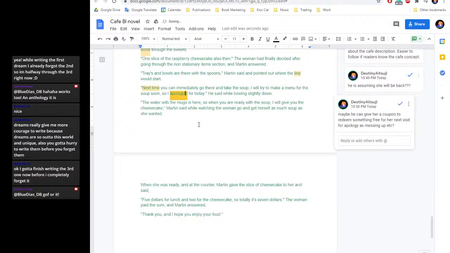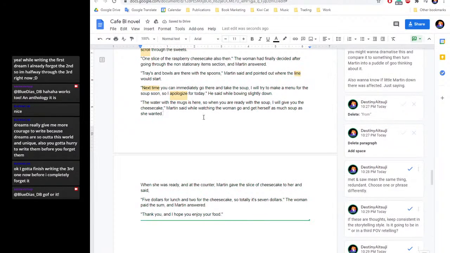Okay, Zach is actually an American spelling, so I will leave it as that. I'm British educated, so okay. So he said while bowing slightly down. Bowing slightly down, okay, I won't question this, but like I said earlier, you don't have to end every quotation, every speech, with the word said. So he bowed slightly. That would be enough. That would be sufficient for this. I know exactly what's going on.